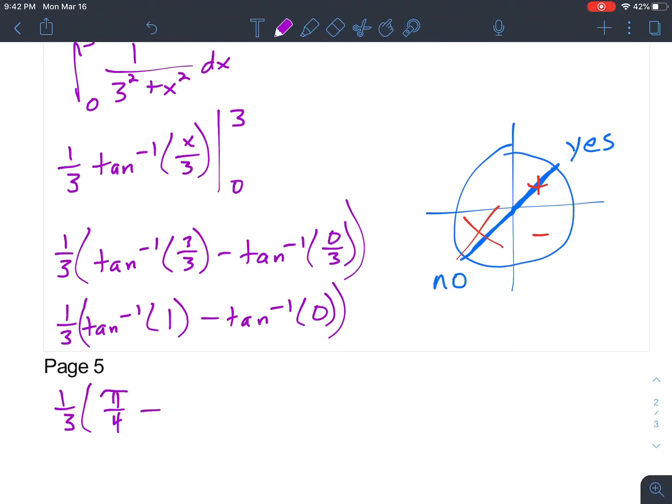And then we know that arctangent of 0 is just going to be 0. Again, that's going to be sine over cosine, so wherever sine is 0, and we know sine is 0 at 0, and you could think of it as 2 pi as well, but arctangent has to be between negative pi over 2 and pi over 2, so that's why we're going to say it's 0. And then the last part is that we just have to simplify, and that gives us pi over 12.